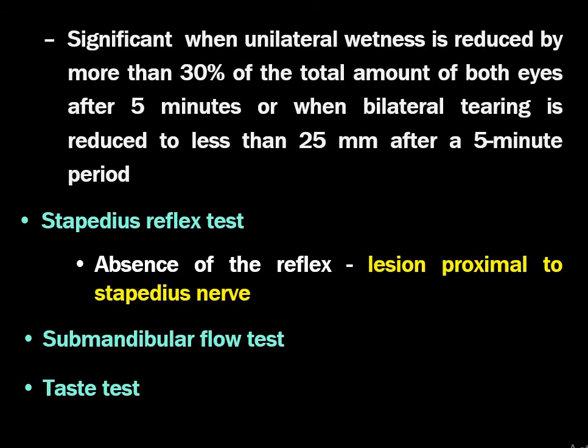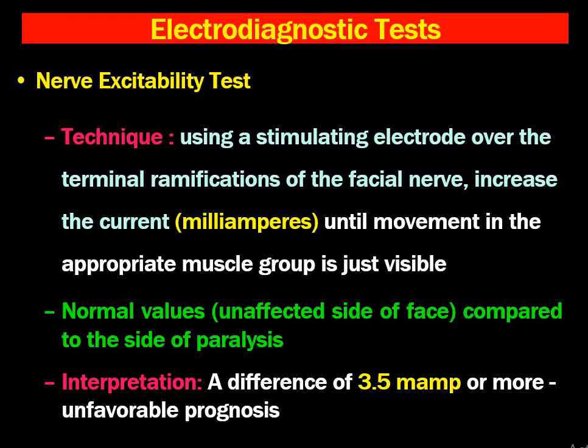Schirmer's test is considered significant when unilateral wetness is reduced by more than 30% of the total amount of both eyes after 5 minutes, or when bilateral tearing is reduced to less than 25 mm after a 5-minute period. Stapedial reflex test: when there is absence of the stapedial reflex, we suppose that the lesion is proximal to the stapedial nerve. The submandibular salivary flow test also helps to identify the lesion of the facial nerve. Coming to electrodiagnostic tests, the first is the nerve excitability test. The technique is using a stimulating electrode over the terminal ramifications of the facial nerve and increasing the current in milliamperes until movement is seen in the appropriate muscle group.